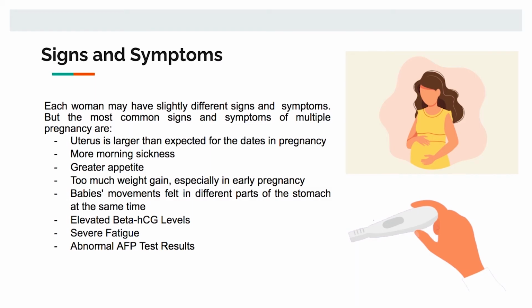So for the signs and symptoms, it may have slightly different signs and symptoms, but the most common signs and symptoms of multiple pregnancy are uterus is larger than expected for the dates in pregnancy. So for the normal pregnancy, the fetus or the embryo develops rapidly, and by the end of the first trimester, fetus is fully formed, so approximately 1/2 to 1 ounce and measuring on average 3 to 4 inches in length.